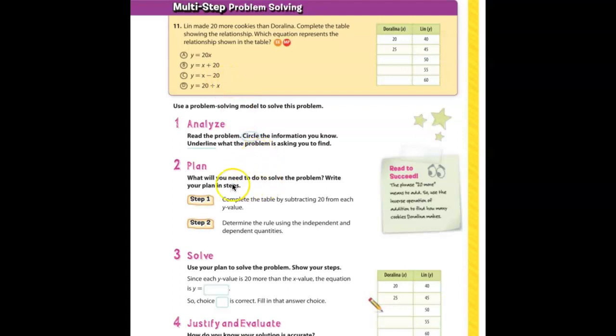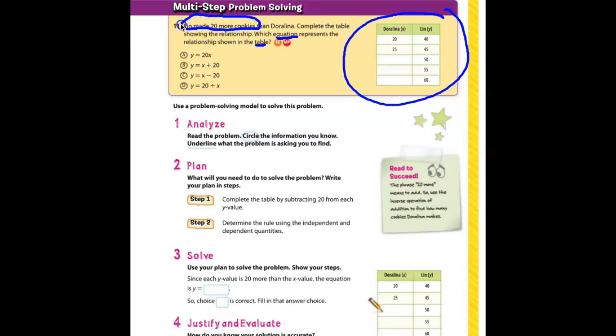So the first thing we're going to do is determine what we're being asked to find. So I'm going to underline that. I've already read the word problem, so I'm going to go back just to the question part. Which equation? I'm going to underline the word equation represents a relationship in the table. The important information is going to be the table, so I'm going to circle that. But over here, it also describes in words that Lynn made 20 more cookies, so I'm also going to circle that as well. We're going to complete the table first, and then we're going to write our equation.